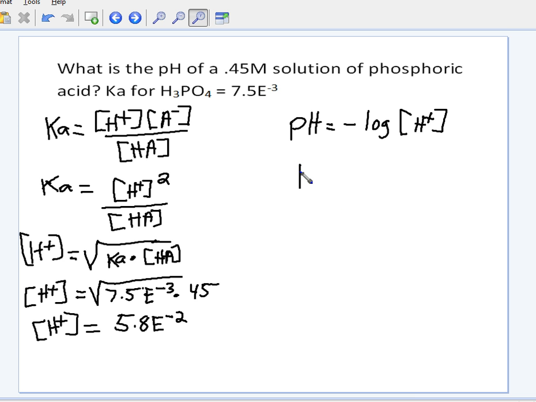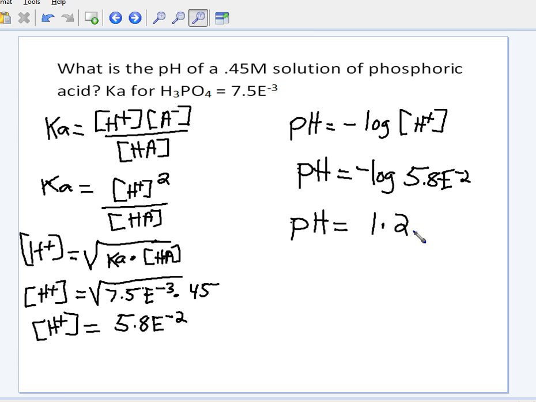And then you could do pH equals a negative log, substitute in your H plus, 5.8 e to the minus 2, and then you would get that the pH, if you do the math right, hopefully I did, you get a pH equal to 1.2. And that's how you would solve a problem like this.